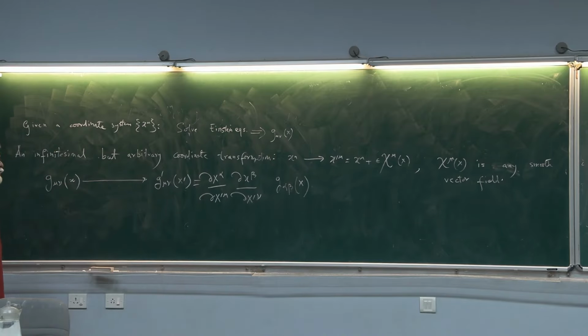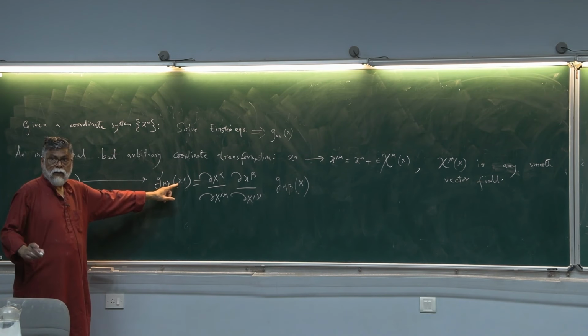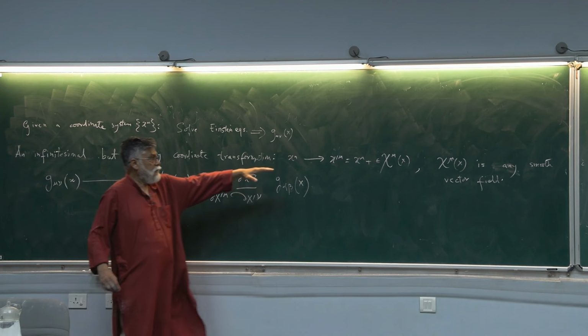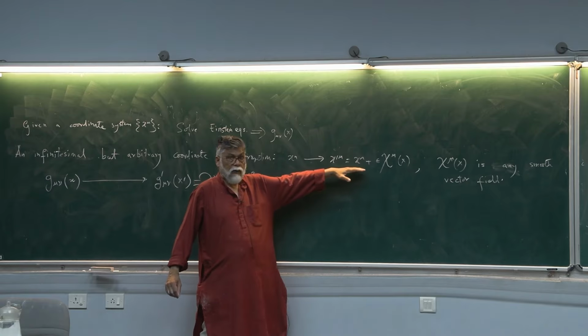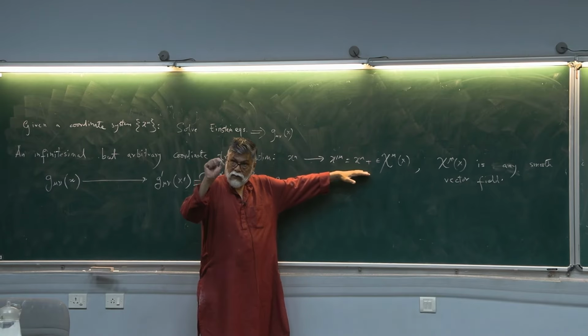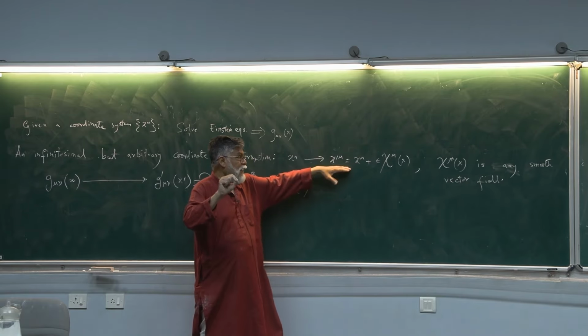Okay. So we have got a coordinate transformation. The new metric is now a function of x prime coordinates. The old metric was a function of x. So here x prime and x are the same. This relation is the same event. This is defined at the same event.